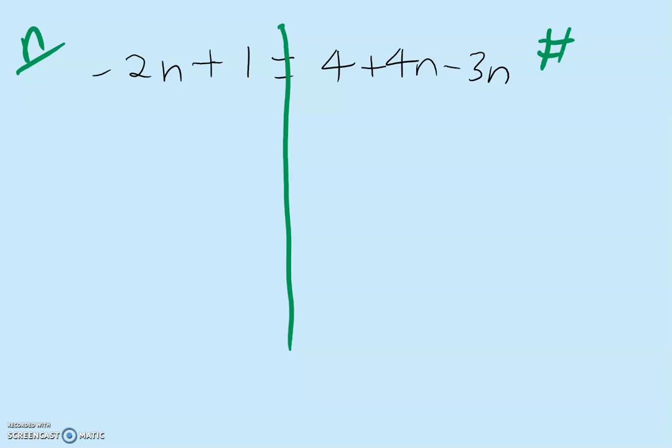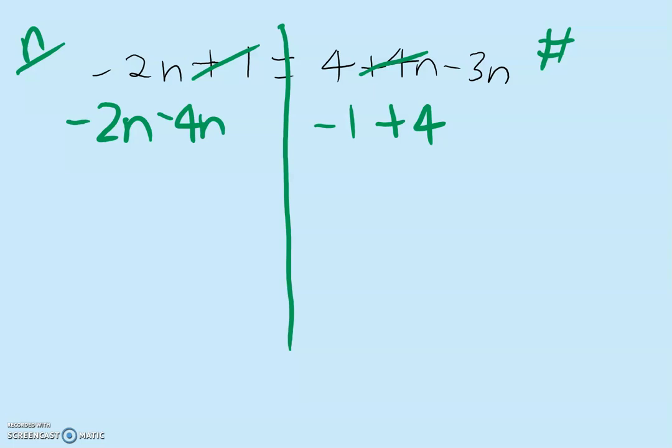So this negative 2n, it has an n. Stay here. This 1, because it does not have the n, needs to move. So this positive 1 goes to the other side of the line, becomes a negative 1. Now this positive 4, because it does not have the n, can just be brought down. Now the positive 4n, because it has an n, it needs to go to the left side. So I'm going to cross it out. Positive 4 becomes negative 4.